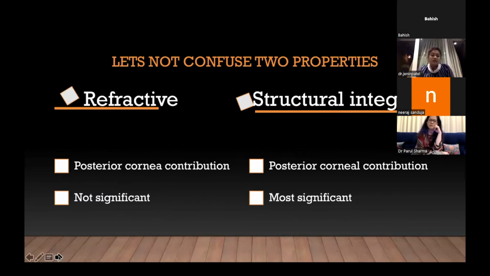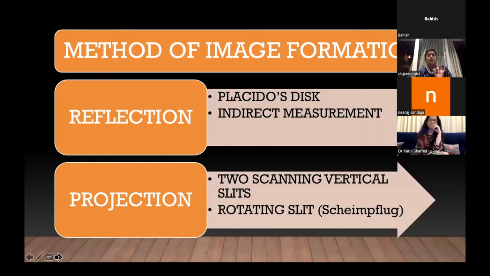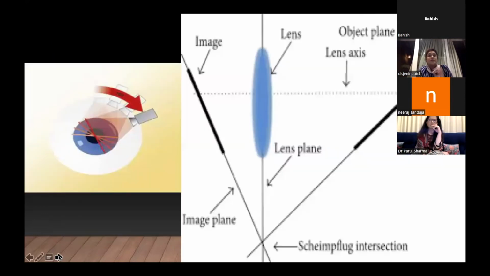What's more important in this system is that there is a fixed camera which sends a blue light into the eye at 400-some nanometers, and there is a rotating Scheimpflug camera which takes high-resolution images. There is an elevation-based analysis and a capture of more than 1 lakh points of the cornea, and your posterior cornea is analyzed. These are the true measurements of the cornea, made through a projection-based system. The principle it works on is that at every single point on the cornea, there should be an intersection of the image plane, the lens plane, and the objective plane.